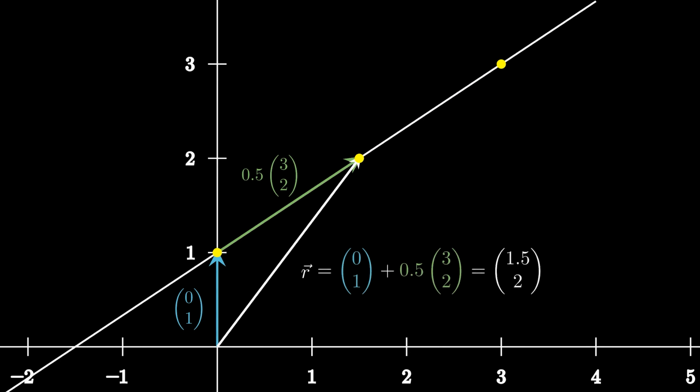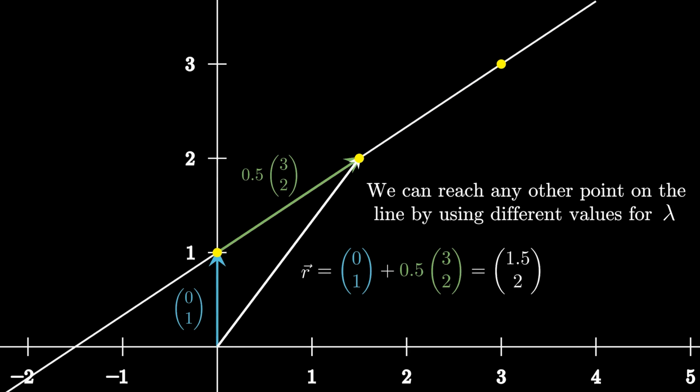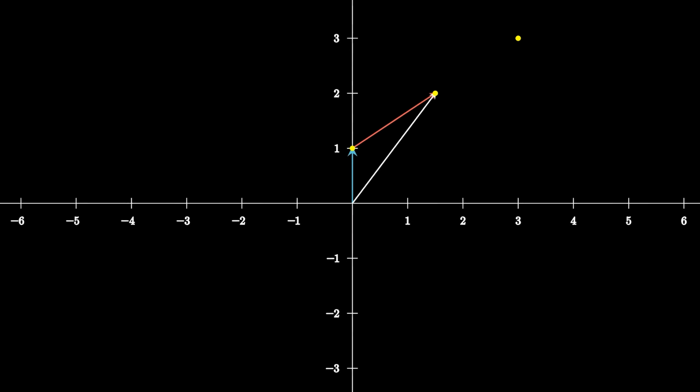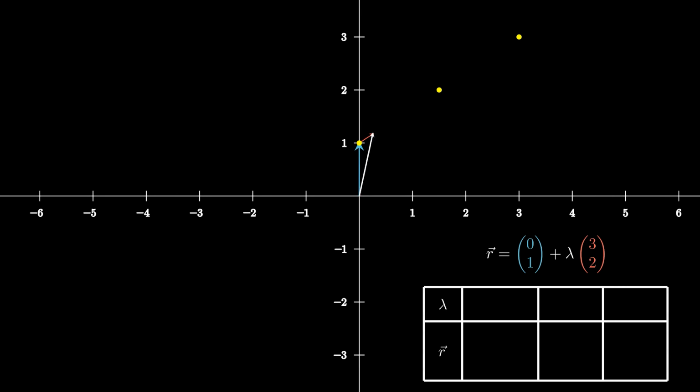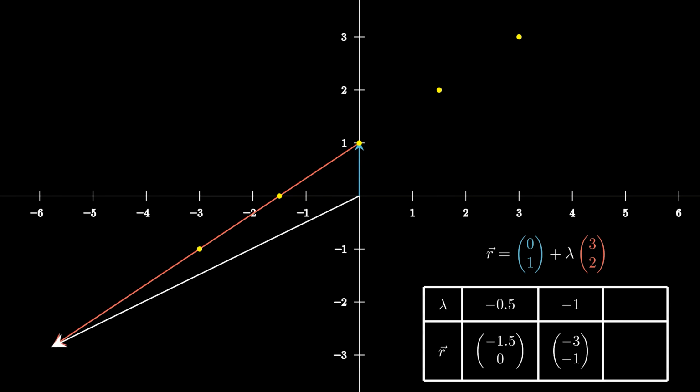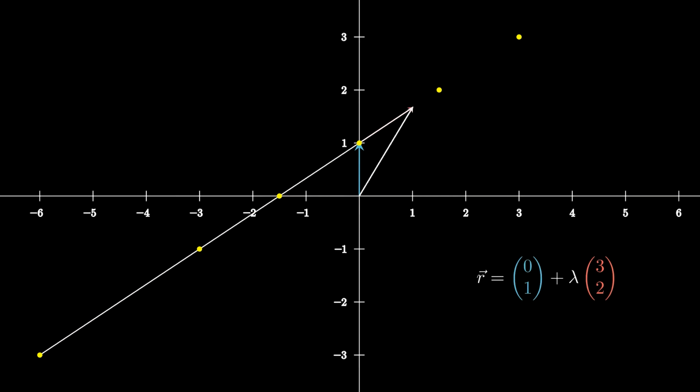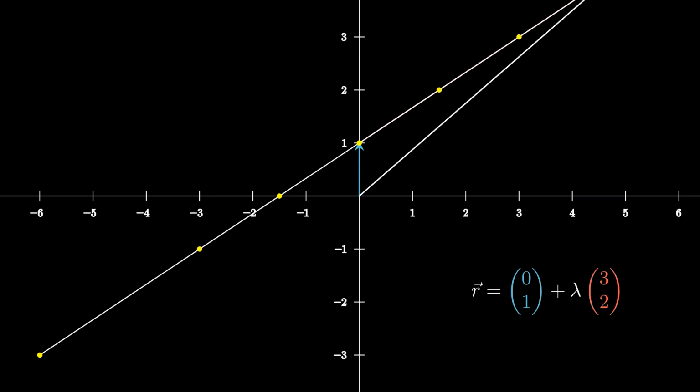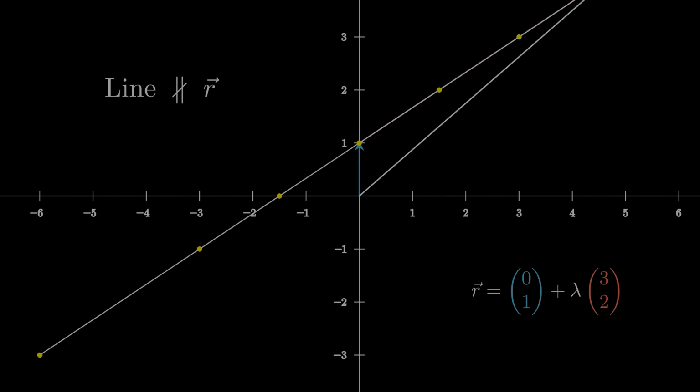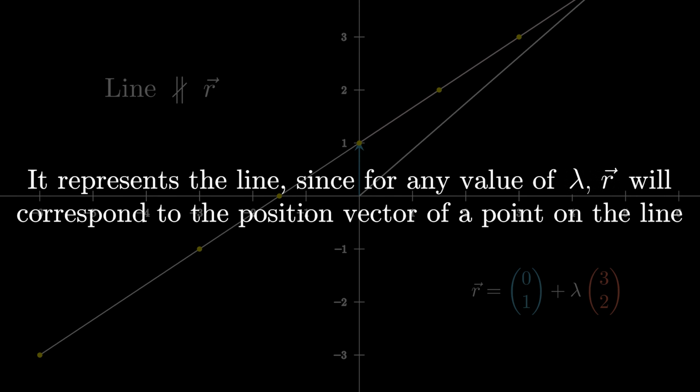In this way, we can reach any other point on the line by using different values for the parameter lambda. For instance, if we want to reach a point on the other side, we use negative values of the parameter, which takes us in the opposite direction. If we draw a point at every place the tip of the arrow ends up in, we see the line finally appear. The vector r is not parallel to the line in most cases. We say it represents the line since for any value of lambda, r will correspond to the position vector of a point on the line.